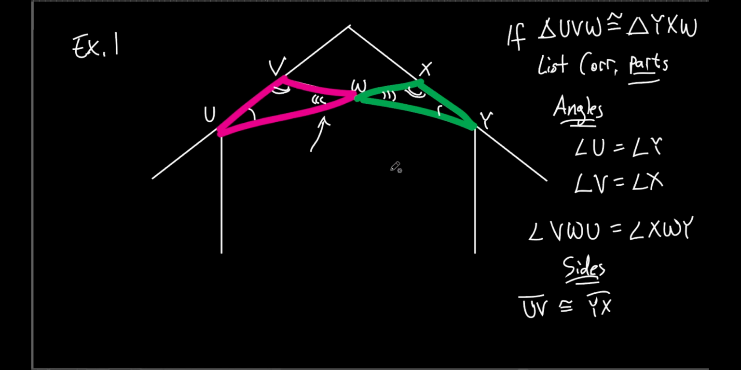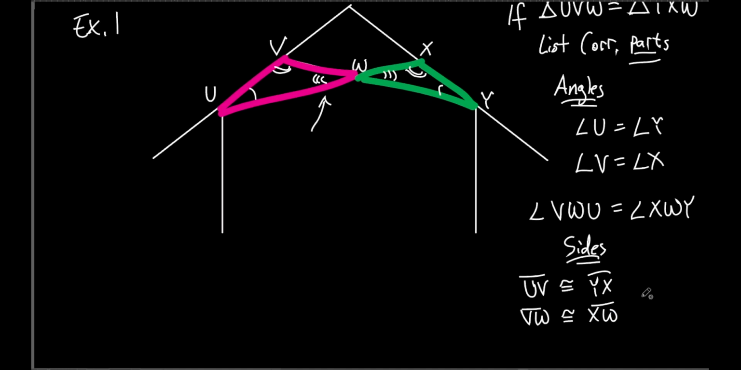All right, so I got UV. What's another side you want to do? Let's do VW. VW would equal, if I go VW, what am I going to have to do? XW, that's right, XW. And then the last one, what else we got? You want to go UW? Doesn't matter how you write it. You could go WU or UW. Let's go UW. So UW is congruent to, what would I do over here in this picture? I would go YW.